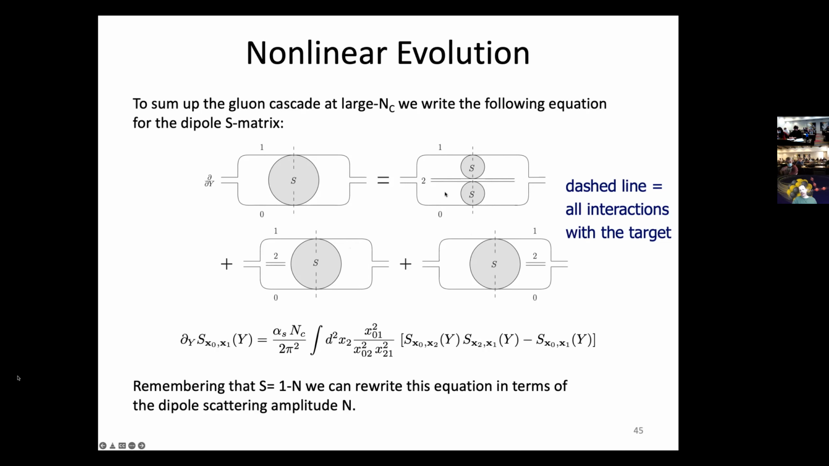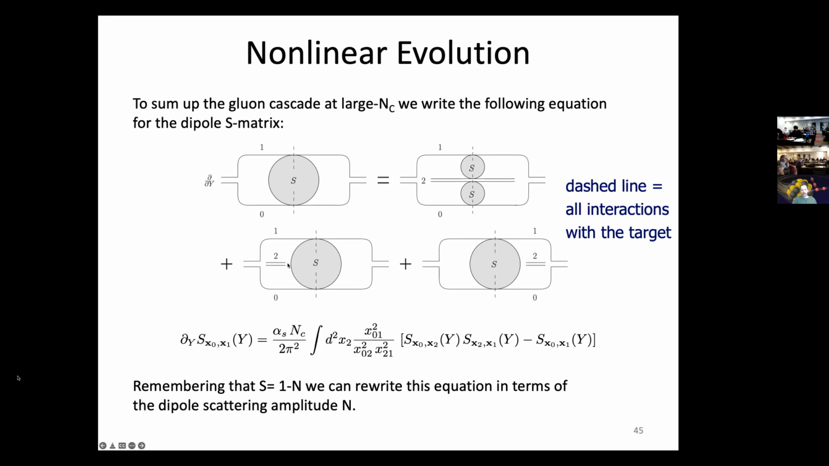And that's the real emission corrections. And then each of these new dipoles, dipole 1, 2 and dipole 2, 0, can separately, independently interact with the target through their own S matrices.